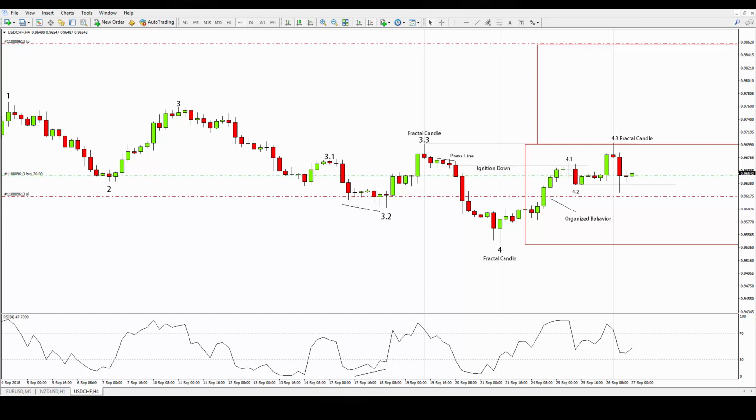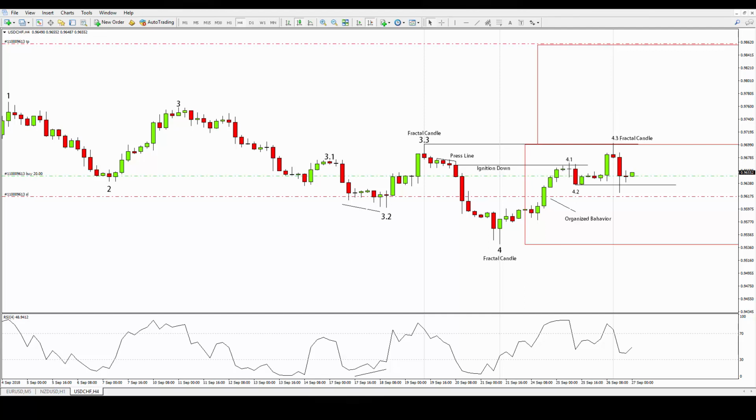This situation represents the fine equilibrium you must maintain between the subjective part of the analysis and the objective part of the analysis. Between 3.3 and 4 there are a few important details that are necessary if you want to forecast a flow paradox in real time. Right after 3.3, I drew two short lines. One of them is called press line and the other is called ignition down.